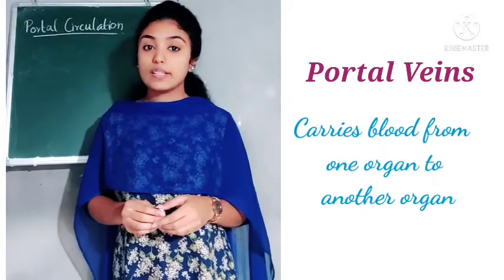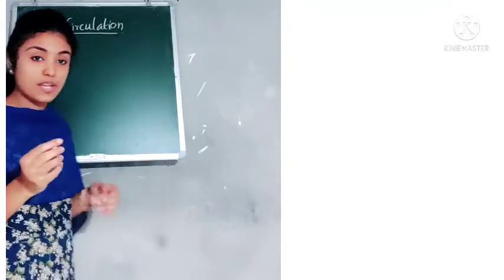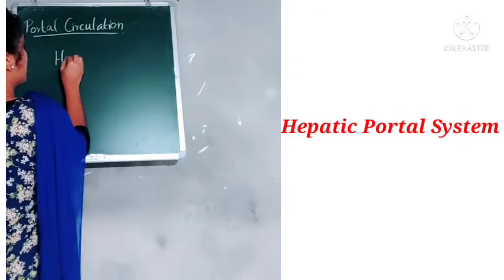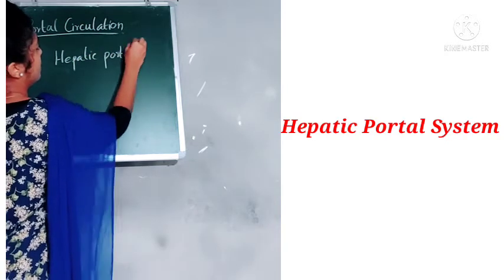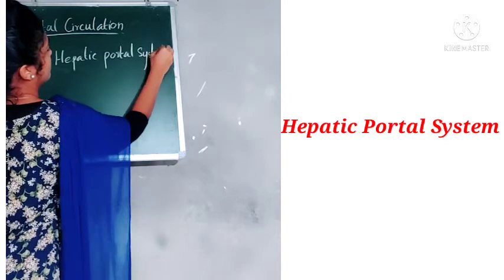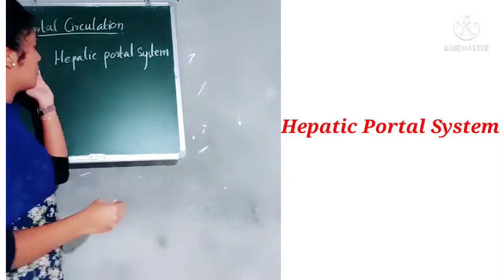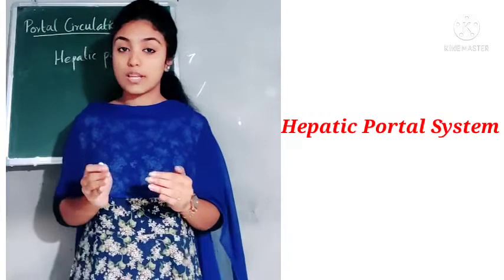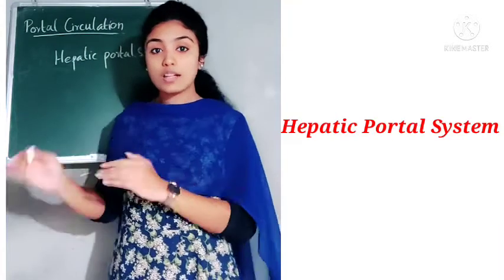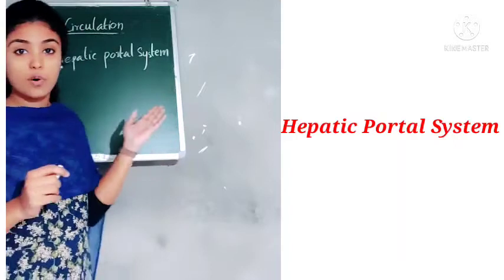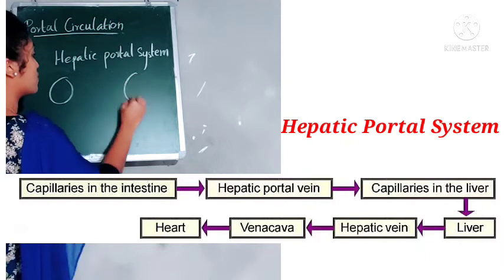So children, now let us see an example of portal circulation. An example for portal circulation is the hepatic portal system. We already know that in portal circulation, the portal veins carry blood from one organ to another organ. In the hepatic portal system, the portal vein carries blood from the intestine to the liver.